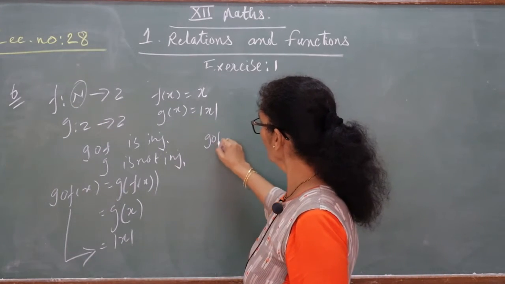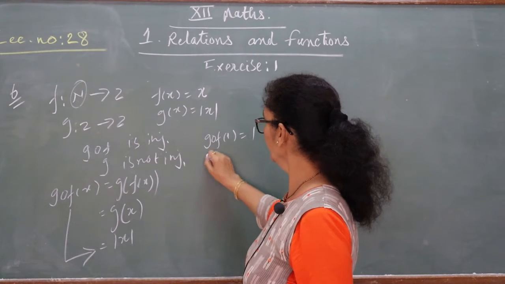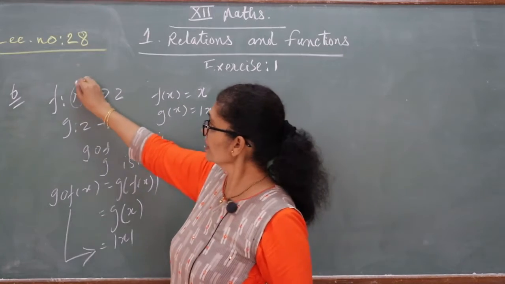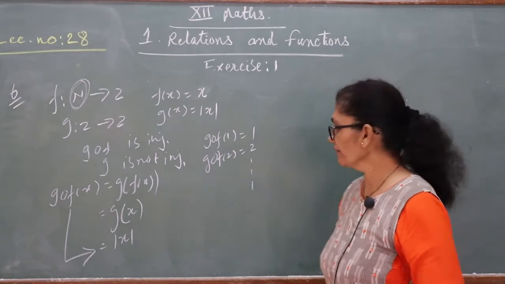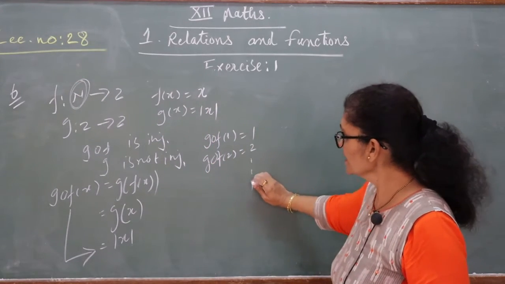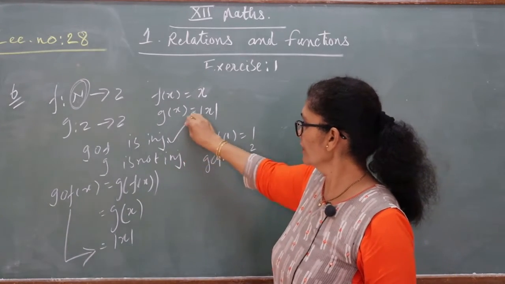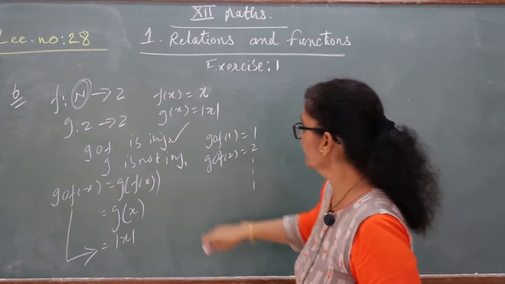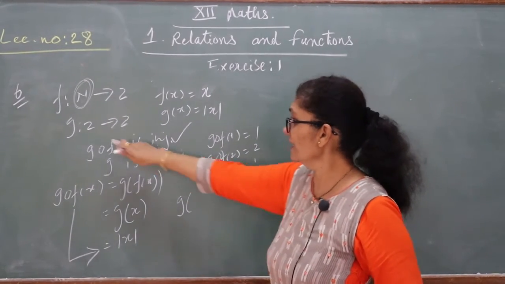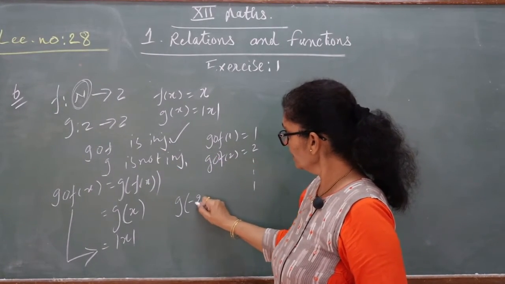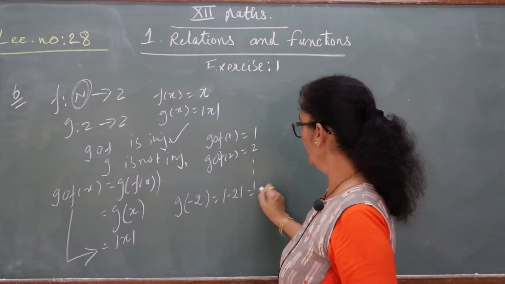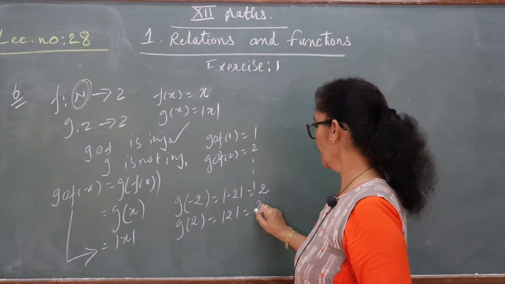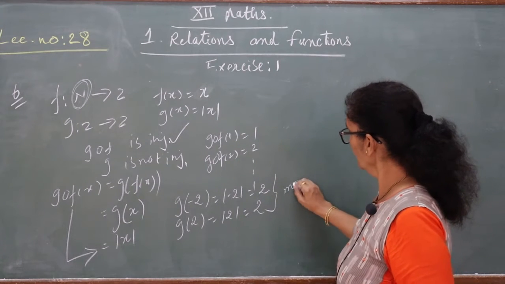So when you choose g over f of 1, that will be 1, g over f of 2 will be 2, and so on, because we are choosing natural numbers only. Natural numbers start with 1. So from this, your concept of injective is true, so proved. But g is not injective. So let's start with g. G is given from Z to Z, so minus 2. Mod of minus 2 will be plus 2, and if I take g of 2, then mod of 2 will be 2 again. For 2 different inputs, 1 answer.